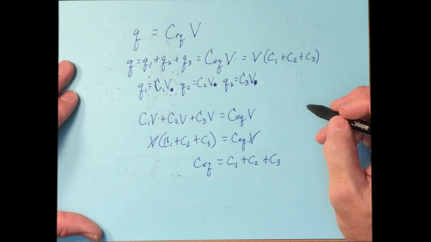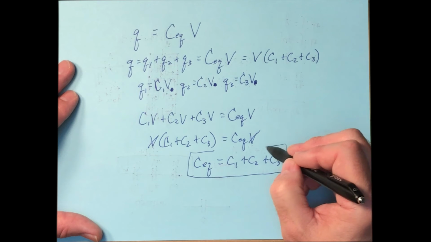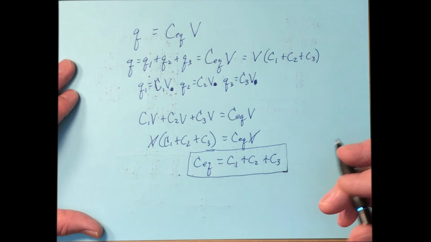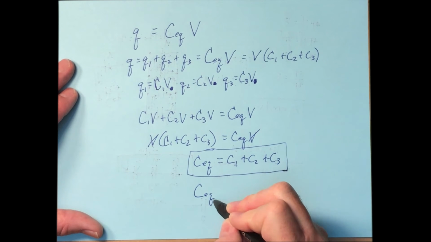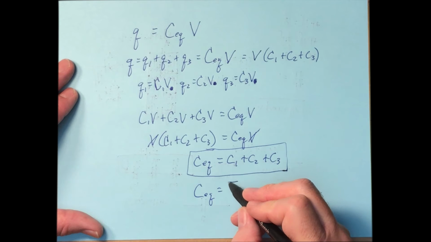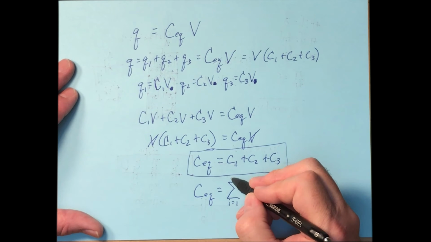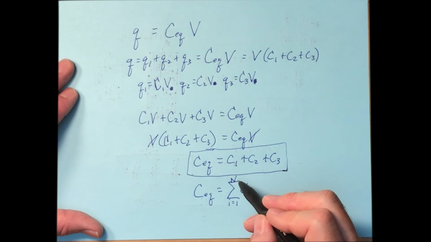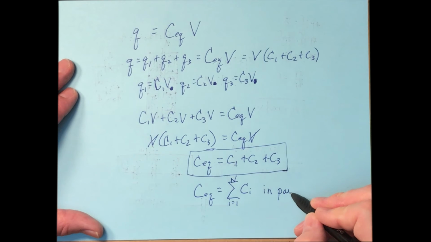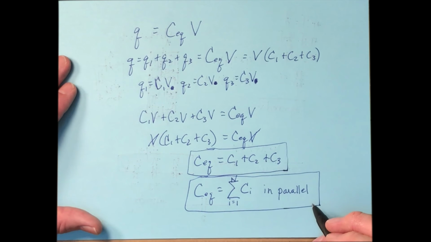So if you have capacitors in parallel, you combine them together to make an equivalent capacitance just by adding together the individual capacitances. So I could write this generically. C equivalent for any capacitors that are in parallel is equal to the sum of the individual capacitors from i equals 1 to n, where n is the number of capacitors that are in parallel. This only works for capacitors in parallel. If the capacitors are not in parallel, this doesn't work.